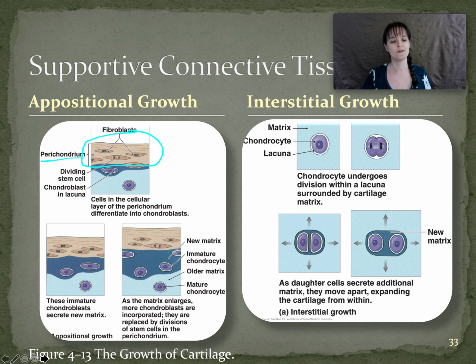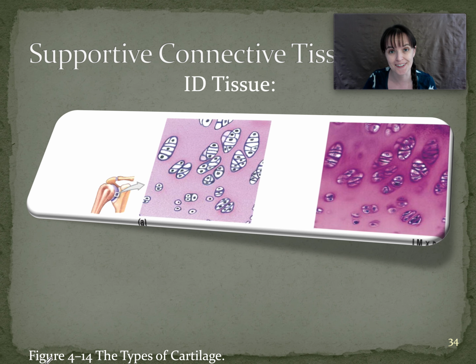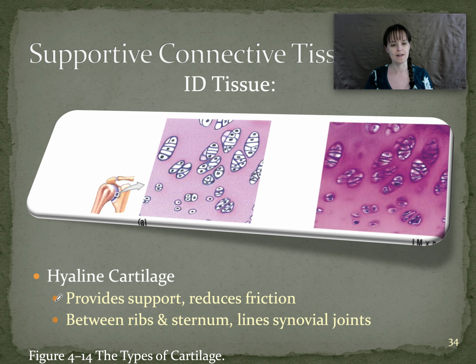Okay, so name that tissue. You got it. This is hyaline cartilage. That's a terrible picture of hyaline cartilage. And the functions, they are tough but somewhat flexible. It provides support, reduces friction. Found at the joints. It's found between the ribs and the sternum, lines the synovial joints. Also some of the nasal cartilages, respiratory tract, yada yada.